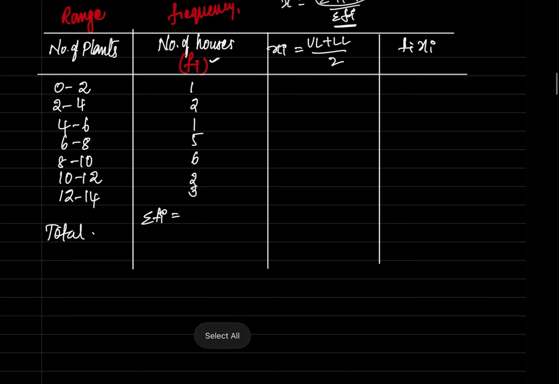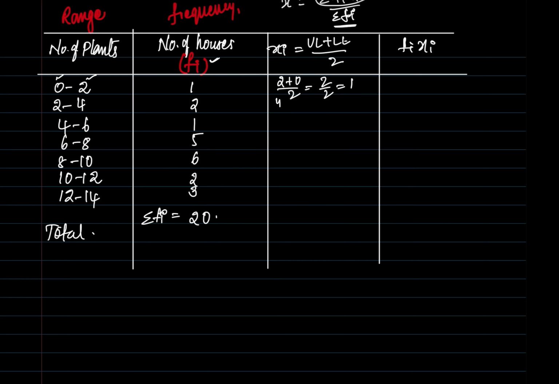So sigma fi will be 3 plus 2 is 5, 5 plus 6 is 11, 11 plus 5 is 16, 16 plus 1 is 17, 17 plus 2 is 19, 19 plus 1 is 20. So sigma fi is 20. Then xi is upper limit plus lower limit by 2. So this is upper limit, this is lower limit. So 2 plus 0 by 2, that is equal to 2 by 2, that is equal to 1.